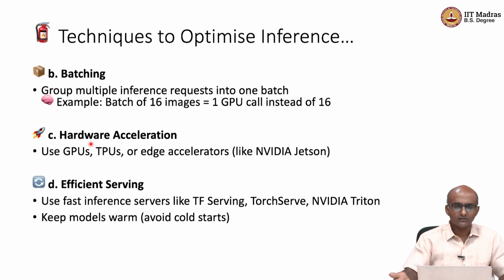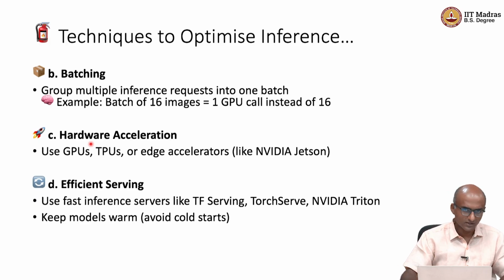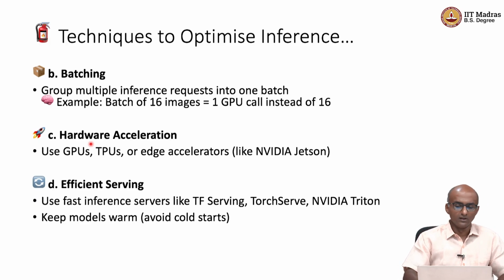Hardware acceleration is always an option, but always also expensive. So GPUs, TPUs, edge accelerations. If you're doing a lot of inferencing at the edge, being able to use something like Jetson is quite useful. Then efficient serving techniques can also help in improving performance. So this is after the model is trained and built. You can use dedicated inference servers, which depend on the type of algorithm or the type of library that you use. Like TF Serving is one example. NVIDIA's Triton server is also another example.